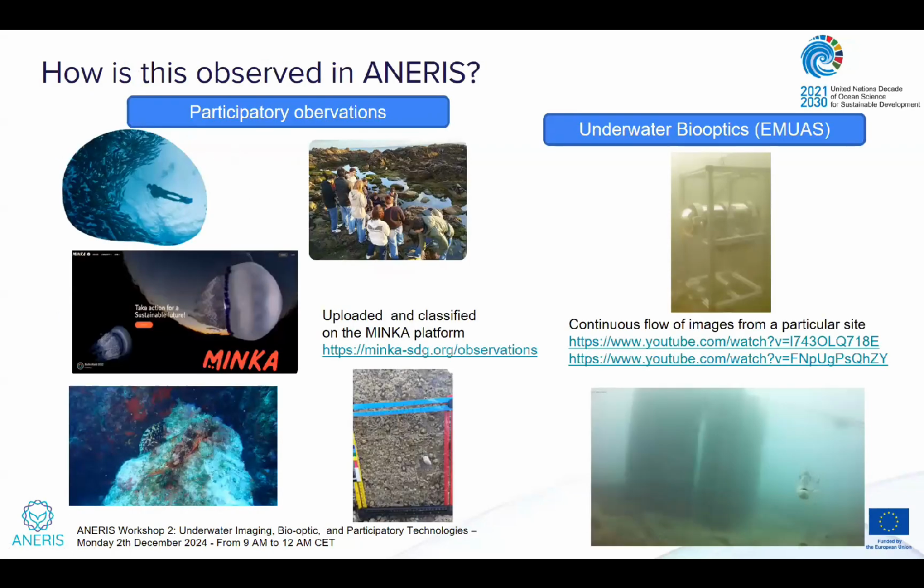And in ANERIS, part of it was presented more exhaustively by Raume, but we can observe it thanks to, I would say, mainly two pillars. One is the participatory observations, both with people getting underwater images and sharing them through the Minka platform, and some people going for this biomarathon on different coasts. And we also have underwater biooptics, for example, MUAS, which was mentioned, like these cabled observation points developed in the context of the project, that are going to provide a continuous flow of images, and some of them will be stored at some frequency to be defined.